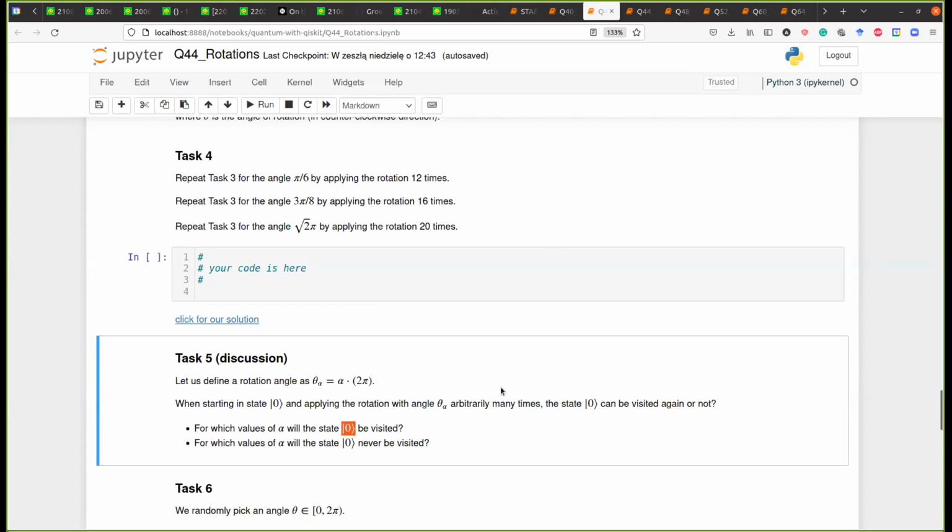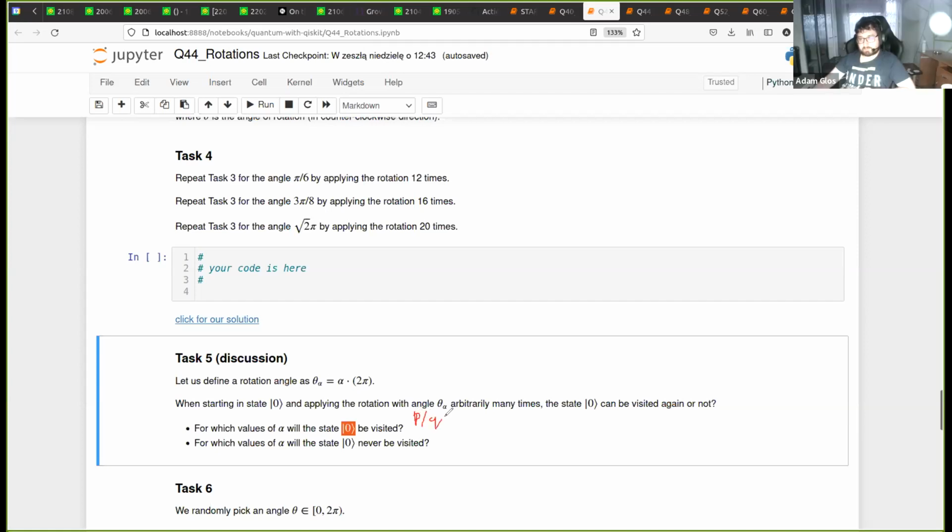For measurable numbers, I'm not sure of the exact word in English, but they cannot be defined by the division of two other numbers. I think for rational numbers, it will visit the zero state, and for irrational angles, I should say, it might not. Exactly.